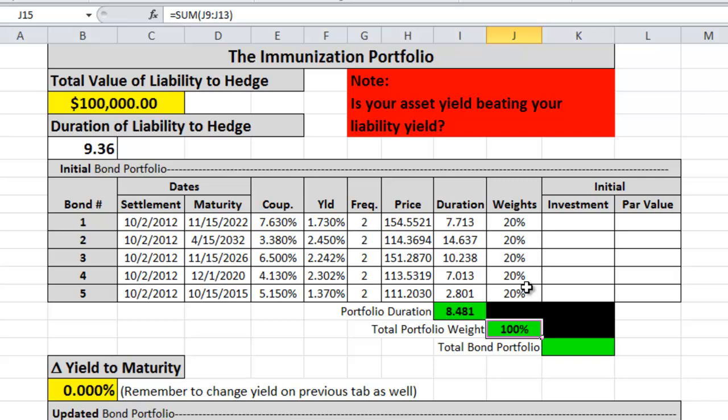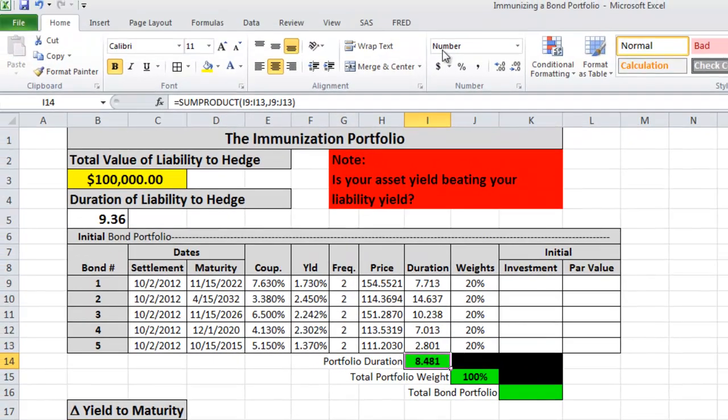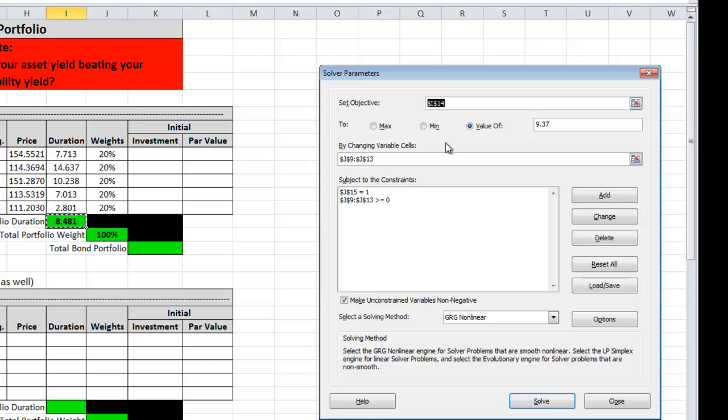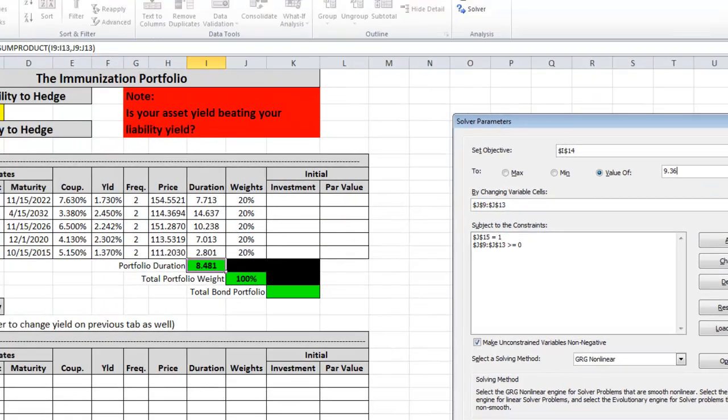So what I want to do is use the Solver function to get a 9.36 duration, which will then effectively immunize our liability. So let's do that. Let's go to Data, Solver, and what we want to do is set this, our portfolio duration, exactly equal to 9.36 as we see right here.